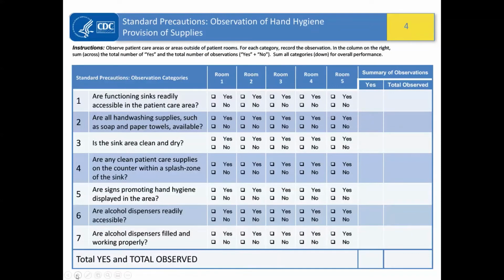Patient care supplies, I mentioned that splash zone. Are they kept away from the splash zone? Maybe that's a time that you might recommend they need a splash guard. What about, are there signs promoting hand hygiene displayed in the area? Are alcohol dispensers readily accessible, and are they filled and working properly? This came from the CDC. All these references are included at the end, so don't fret if you're interested in looking at these. But this is a great way to go out and look at, does your staff have what they need to perform hand hygiene appropriately? Next slide.